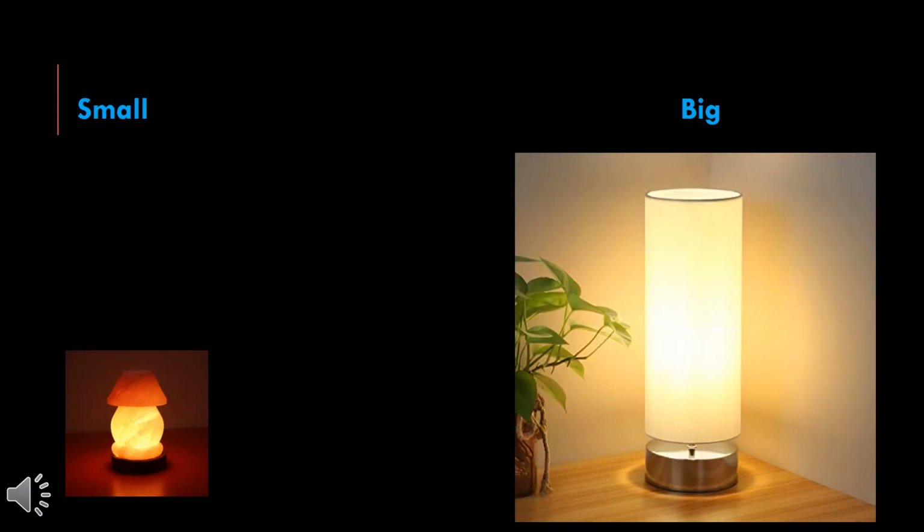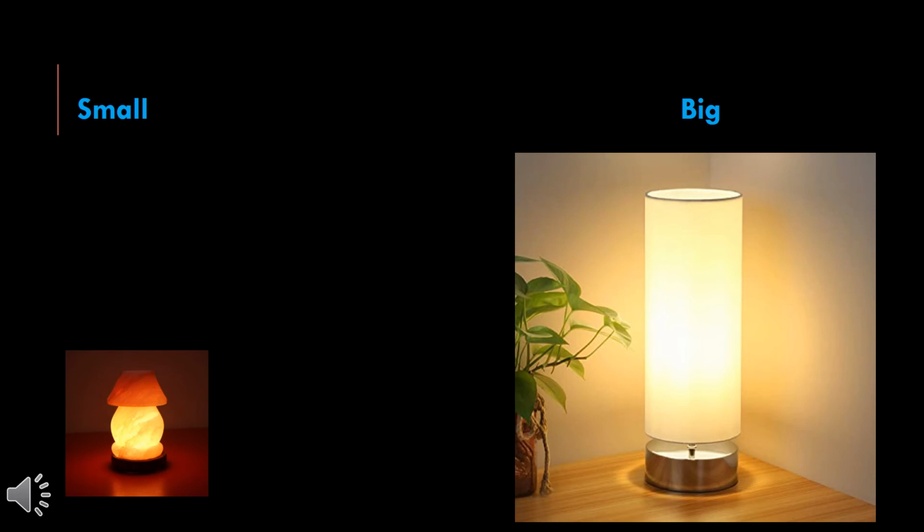Let's see another example. You can see this picture. Here are two lamps. The lamp which is on your left hand side is smaller than the lamp which is on your right hand side. So this is the difference between big and small.